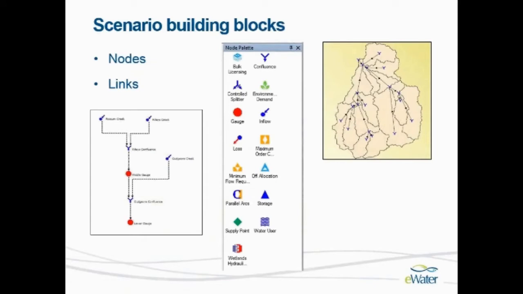A standard Source model is built up of nodes, and these nodes are joined together with links. In the middle of the screen, you'll see a node palette, which gives an example of some of the nodes that can be used in Source. Standard nodes that one is interested in are perhaps a gauge node, a storage, a water user. In the catchment scenario, the most common node is the confluence node, which joins together flow from different catchments.